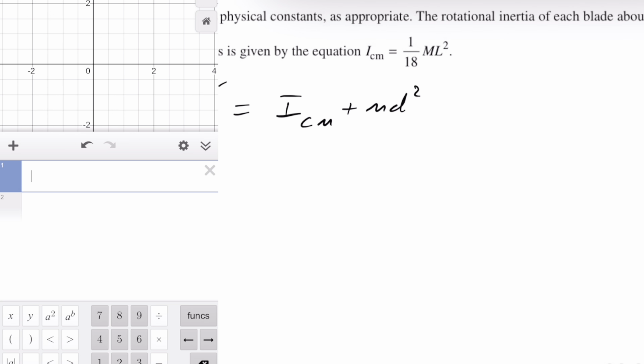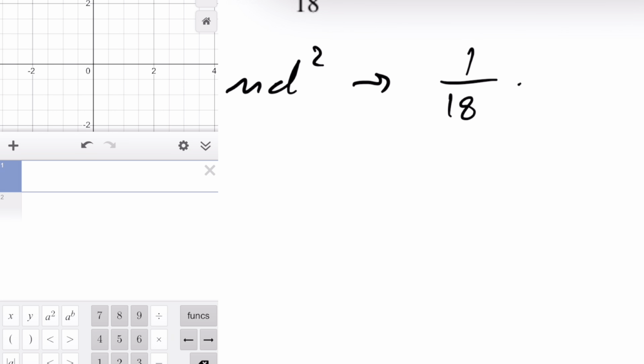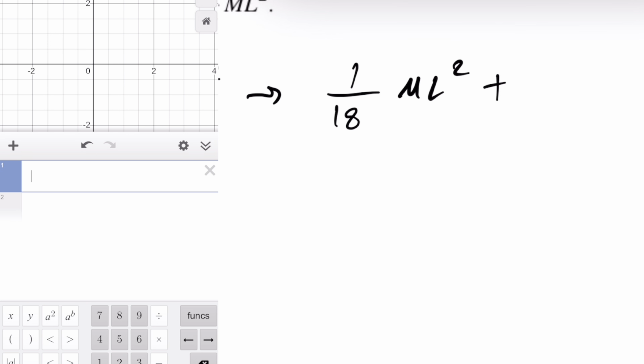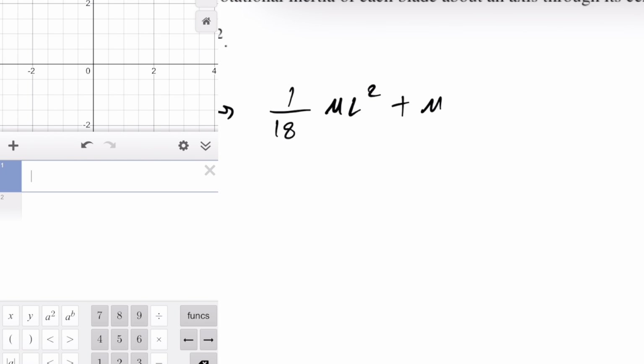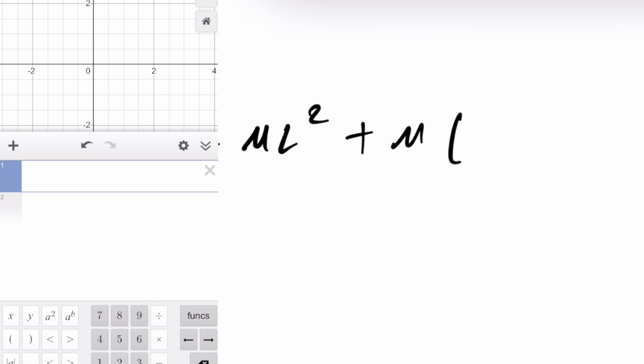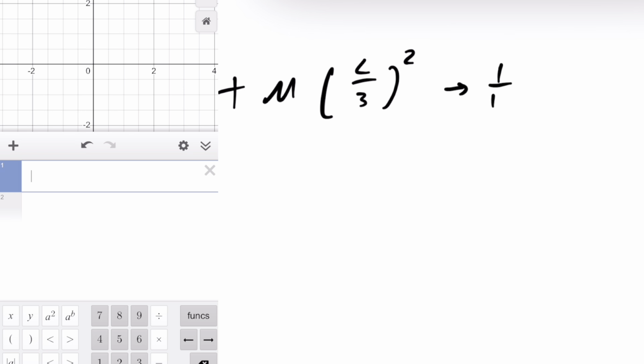So the ICM is for one singular blade, right? Because its axis of rotation will be L thirds away. So the mass of the blade is still M, and the distance from the center of mass they told us was L thirds, and we're going to square that. So now we're going to bring this over here. We're going to have 1/18 ml squared plus ml squared over 3 squared, which is 9.